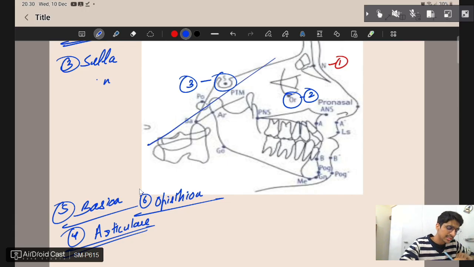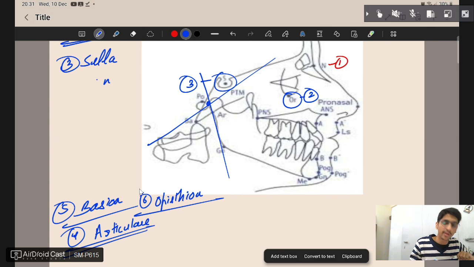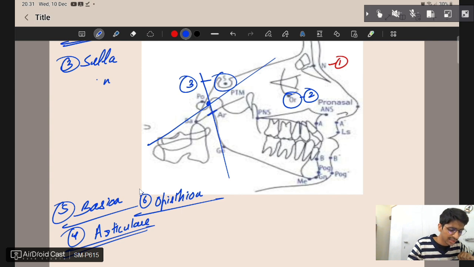The intersection between the condyle's posterior border and the base of the cranium will be lying somewhere here. So there is an intersection which we have taken from the posterior border. We have to take the midpoint of this area of the posterior border of the ramus at the intersection point, and this comes around somewhere here. This point is known as articulare.